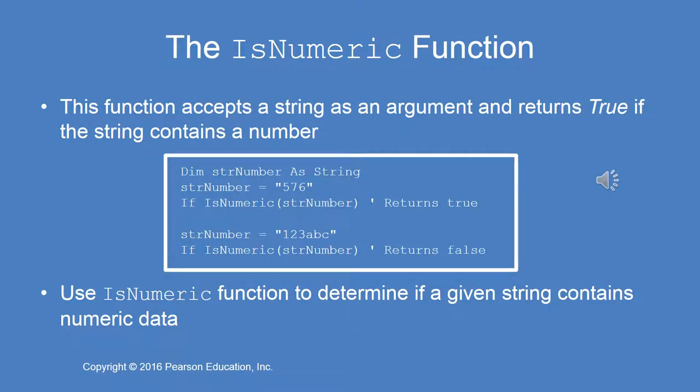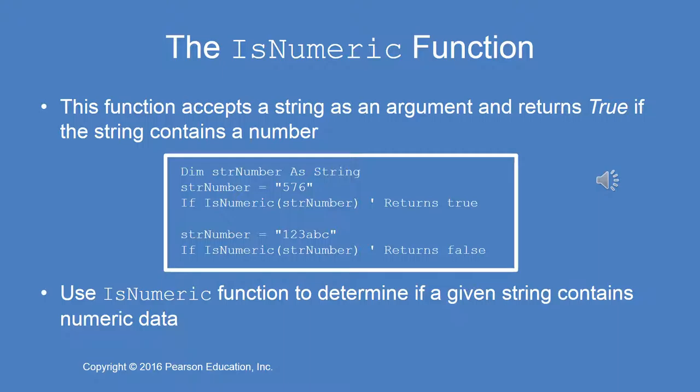Take a look at tutorial 4-5 for a demonstration on how this is used. Next up is a very useful function, IsNumeric. This function accepts a string as its argument and returns true if the string contains all numeric data. For example, if you're prompting a user to enter a numeric value in a text box, part of the validation scheme could be to run IsNumeric on it. If it's true, then continue accepting the input and process it. If it's false, you would prompt the user to enter only numeric values.